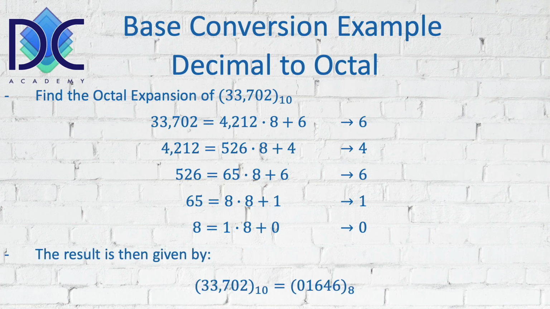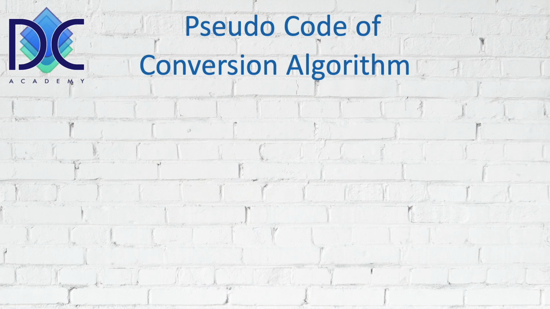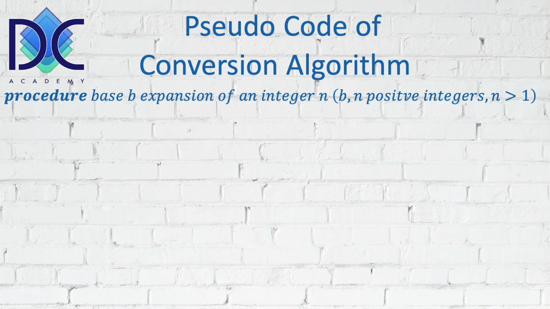So the result of 33,702 in decimal expansion is 01646 in octal expansion. Let's look at the pseudocode of the conversion algorithm. We can say that the procedure is a base b expansion of an integer.